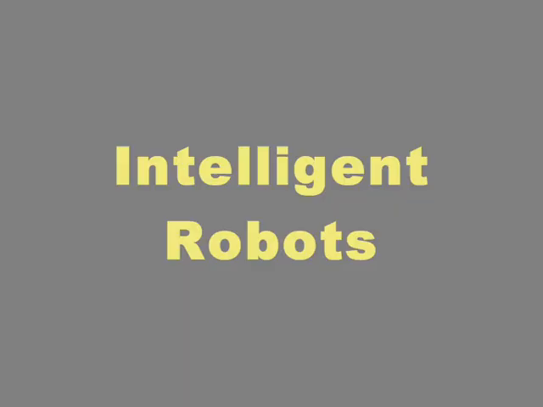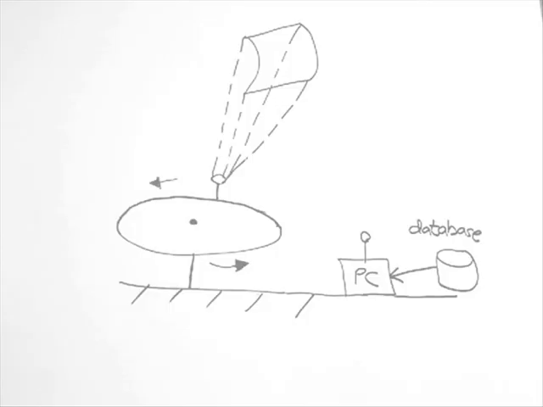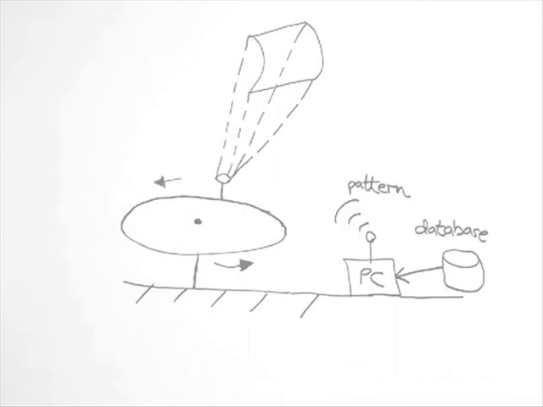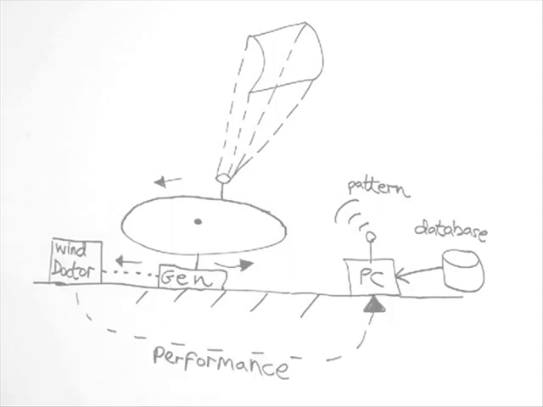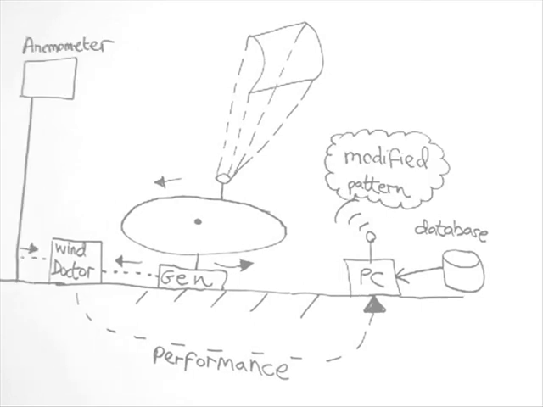Developing an autonomous robot into an intelligent robot requires that the robot replays a pattern and monitors the power generated. Then the robot modifies the pattern and continues replaying it and improving the performance.